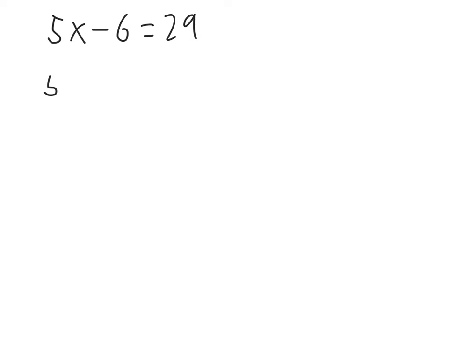So we had 5x minus 6, and then to undo that, we are going to add 6. To undo the minus 6, we add 6. And then we have equals 29. One thing you have to make sure of: if you do something to one side of the equal sign, we did something to the left side, now we have to do the same thing to the right side. So we added 6, we need to add 6 over here.